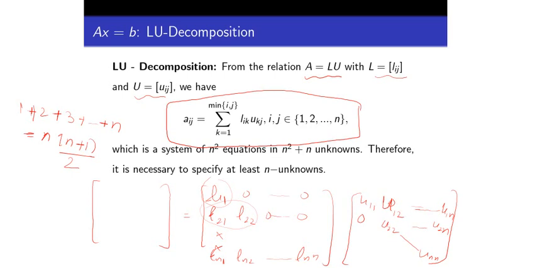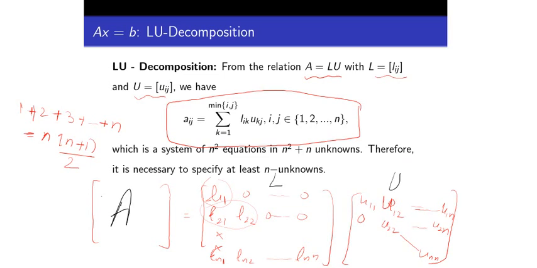What do you mean by LU decomposition? You have matrix A, matrix L, and matrix U. If you count the number of unknowns in L, that is n into n plus 1 by 2, and in U again n into n plus 1 by 2. So the total number of unknowns is n into n plus 1, that is n square plus n. Now if you compare the coefficients on both sides, how many a_ij are there? n square. So you will have n square equations in n square plus n unknowns.